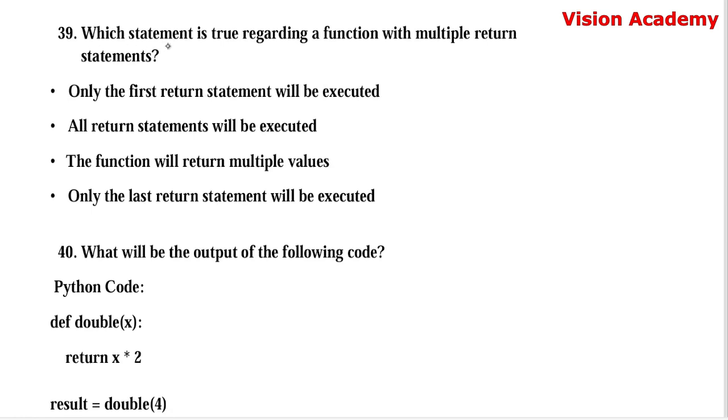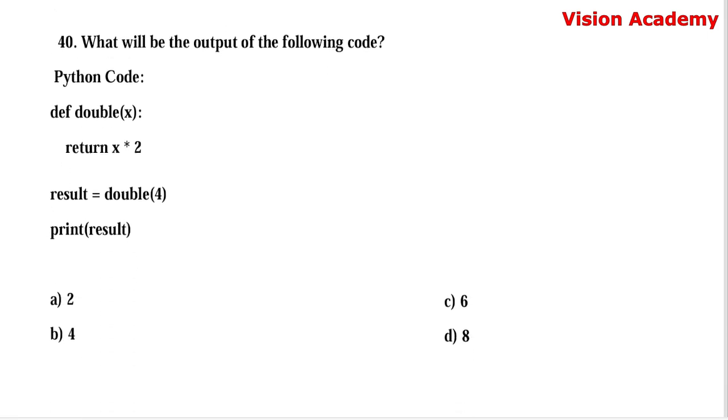Question number 39. Which statement is true regarding a function with multiple written statements? Option A, only the first written statement will be executed. B, all written statements will be executed. C, the function will return multiple values. D, only the last written statement will be executed. Here, option A, only the first written statement will be executed is the right answer.